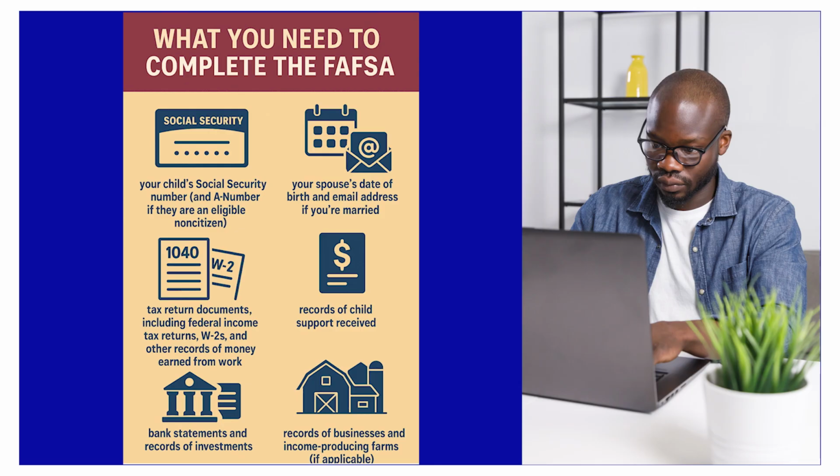To complete the form, you will need your child's Social Security number or A-number if they are an eligible non-citizen, your spouse's date of birth and email address if you're married, tax return documents including federal income tax returns, W-2s, and other records of money earned from work, records of child support received, bank statements and records of investments, records of businesses and income-producing farms if this is applicable to you.